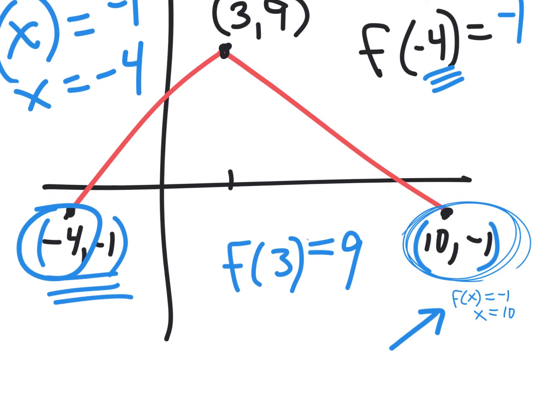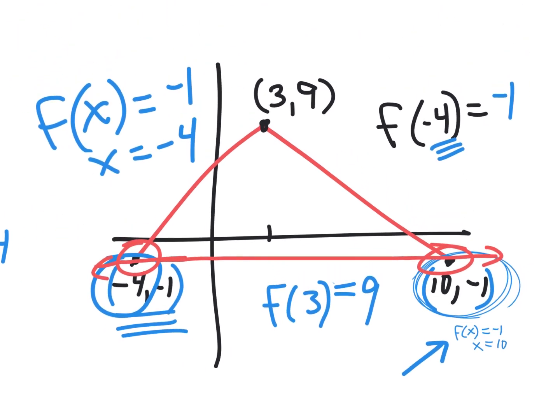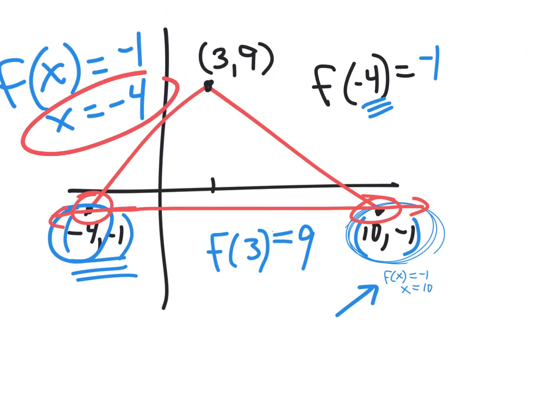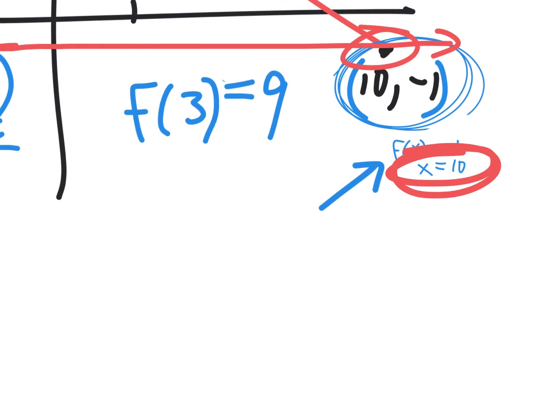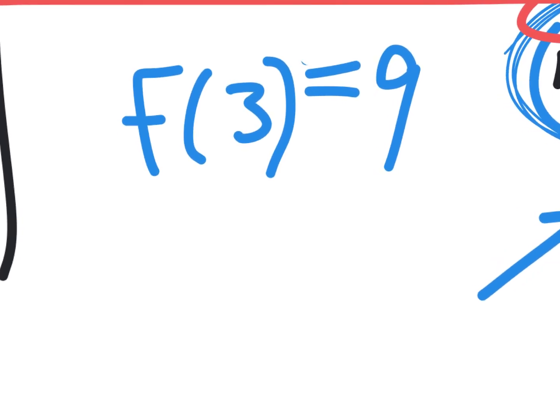How can it be 2 things? Because we were doing x is negative, no, sorry, y is negative 1, and that's a line that runs like this, and it hits twice, once here and once there. There were 2 answers to that. X is negative 4, and x was 10. The last easy one would be using this point. F of 3 is 9.